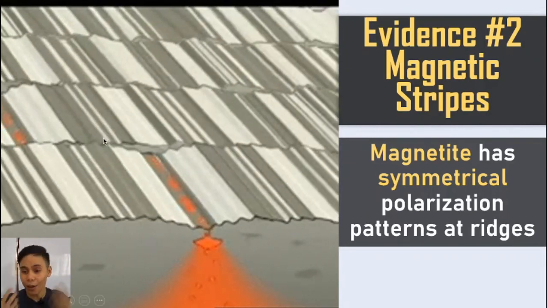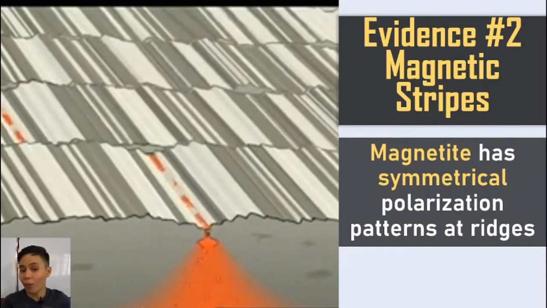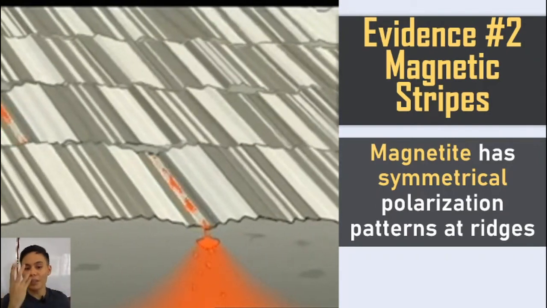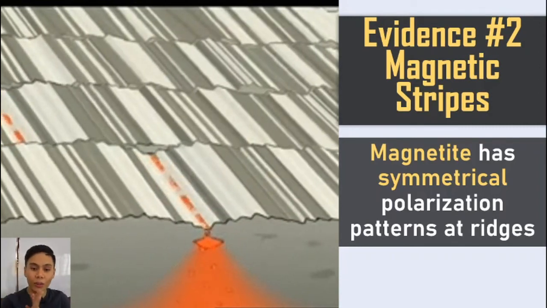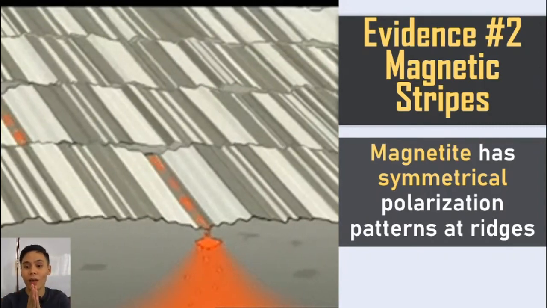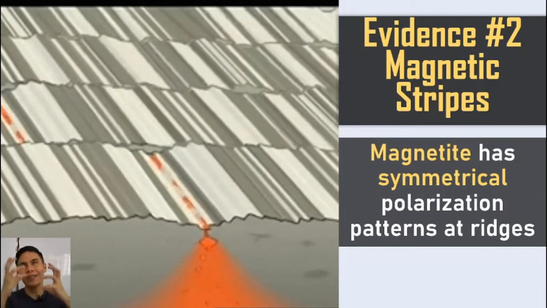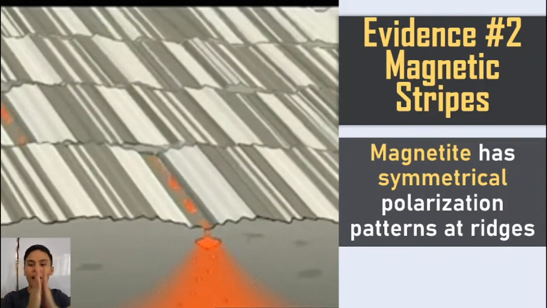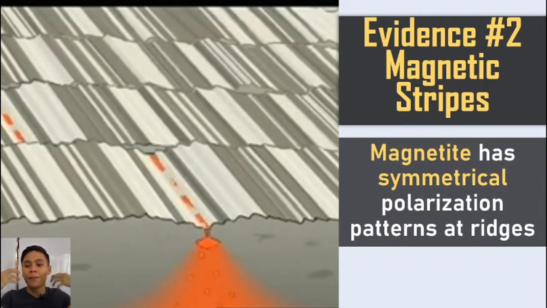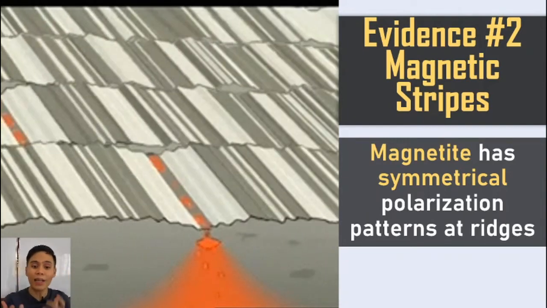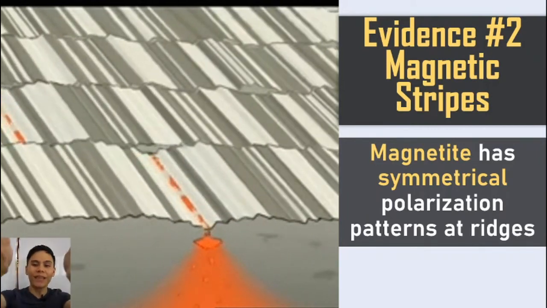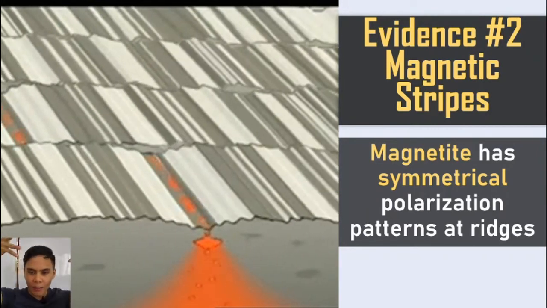Now, the magnetic stripes support seafloor spreading because they are symmetrical with respect to the ocean ridge. So since the seafloor spreading theory is trying to suggest that the ridge is forming new crust and spreading it across to the other sides, the symmetrical patterns are actually showing that since they're symmetrical, it's coming from the mid-oceanic ridge.